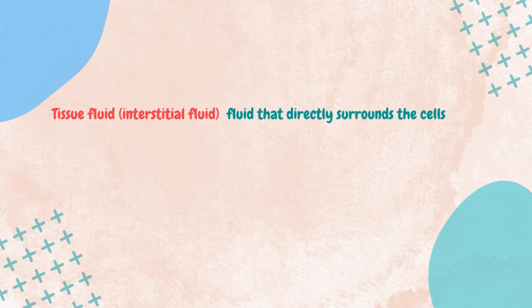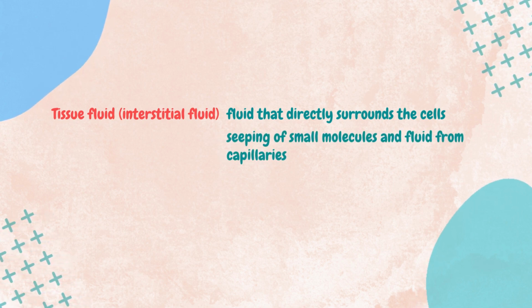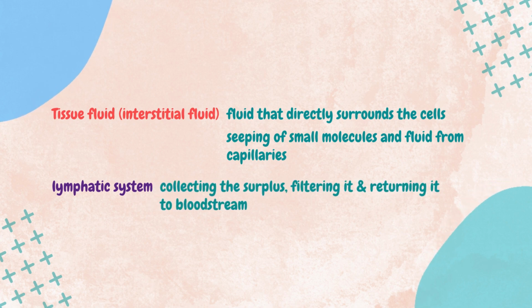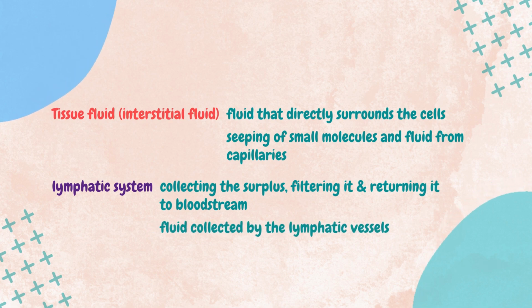To recap, tissue fluid, also known as interstitial fluid, is the fluid that directly surrounds the cells and tissues. The fluid comes from the seeping of small molecules and fluid from capillaries. The formation of tissue fluid is a vital process for nutrient and waste exchange at the cellular level. But excess tissue fluid needs to be managed. The lymphatic system helps regulate this fluid by collecting the surplus, filtering it, and returning it to the bloodstream. The fluid collected by the lymphatic vessels is called lymph.